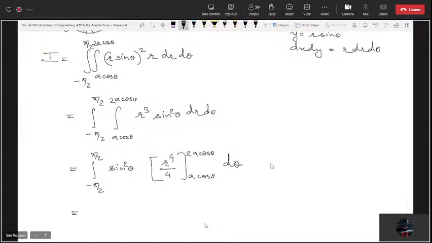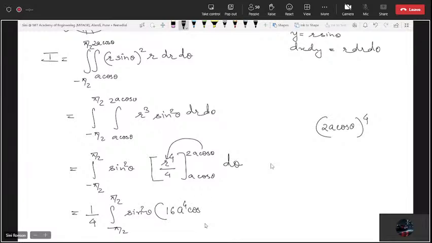So a cos theta to 2a cos theta will finish off with respect to r, and now we'll simplify with respect to theta. First I take the constant outside, 1/4 taken out. So I'm left with -π/2 to π/2 sin squared theta, and now I put the upper limit. Now instead of r, when I put 2a cos theta, it becomes (2a cos theta) power 4. What will we get? 2 raised to 4 is 16, a raised to 4 cos raised to 4 theta, minus, now in place of r we put a cos theta.